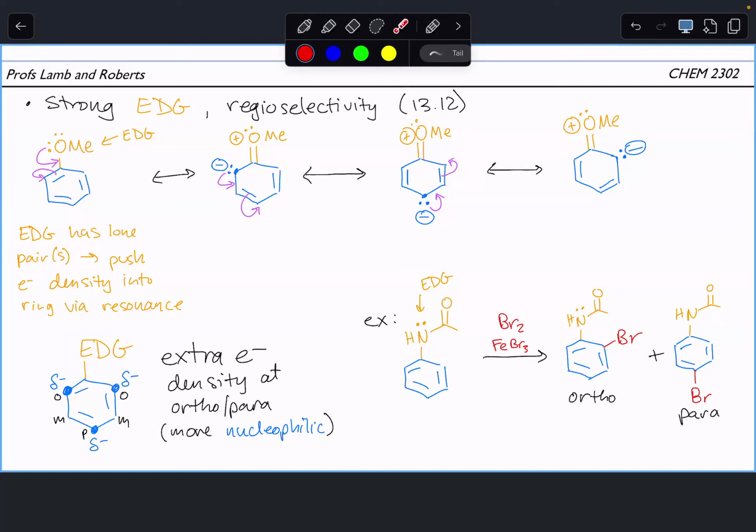So this is for strongly electron donating groups, okay? Look for that lone pair on the atom attached to the ring. Not just a lone pair anywhere in the molecule, attached to the ring, because otherwise it can't do this resonance stabilization, okay? That's electron donating.